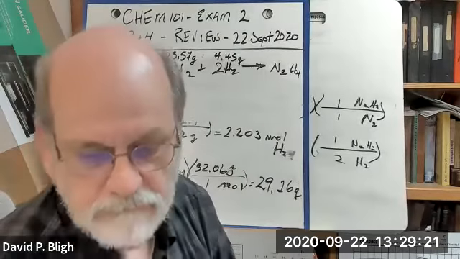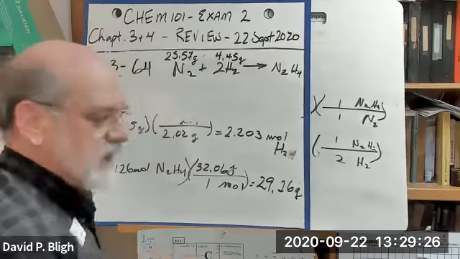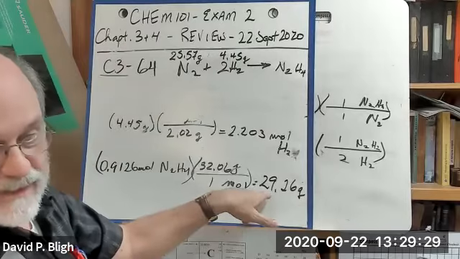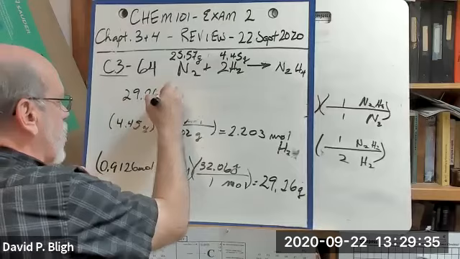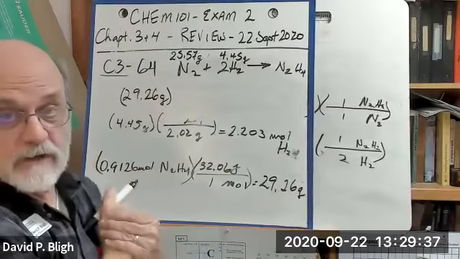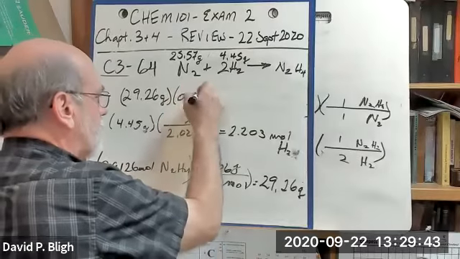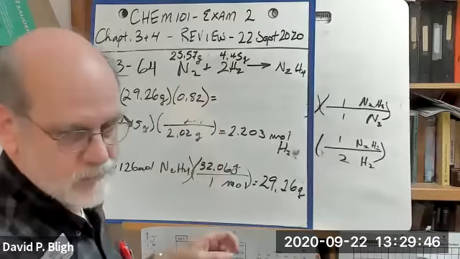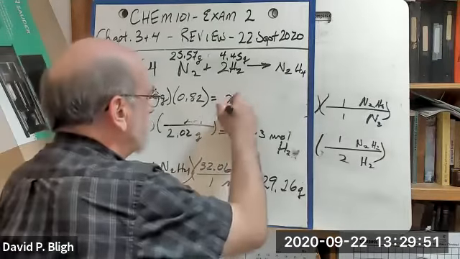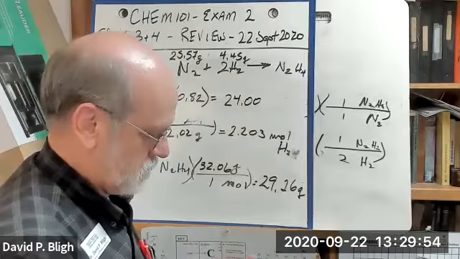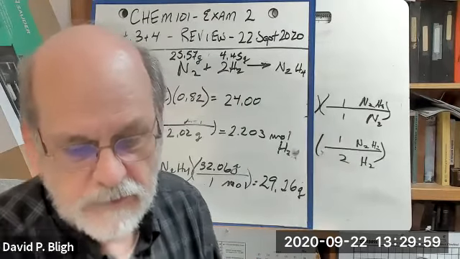Okay, now we can go back to what's our percent yield? 82% yield, which means that 82% of that is the actual amount that we end up with. 29.26 grams. And the fractional equivalent of 82% is 0.82. Which is 24.00. And looks like it's B.